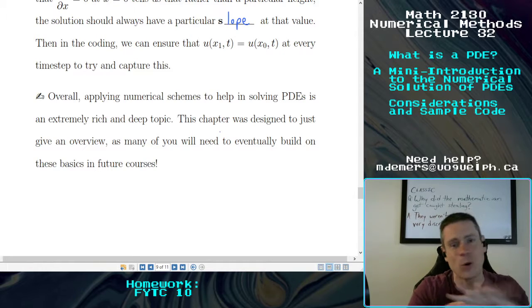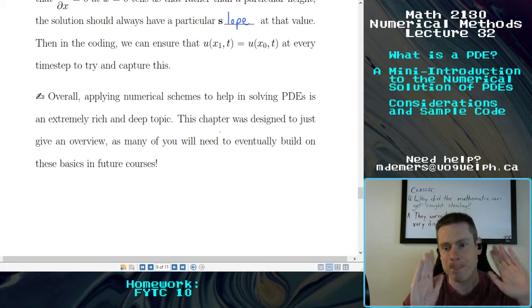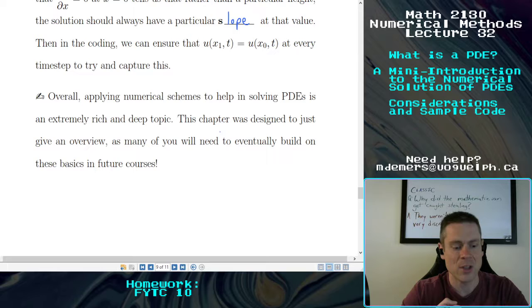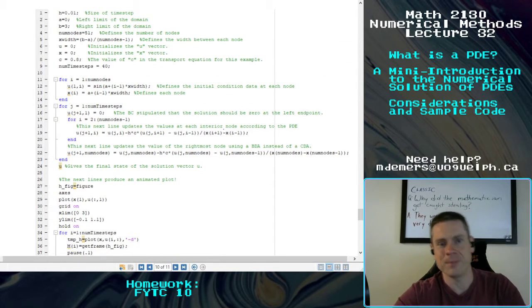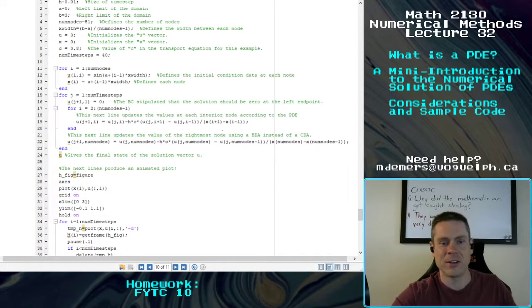There are entire courses in this. There's so much more to learn, and I just want you to get the basic understanding of what's going on with PDEs and what's happening with these numerical schemes. So I want you to do nothing more than to take the code that is here at the end and play with it a little bit, right? I'm not going to test you very deeply on this. I just think it's important for you to have that basic understanding.